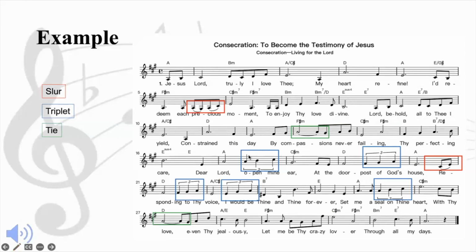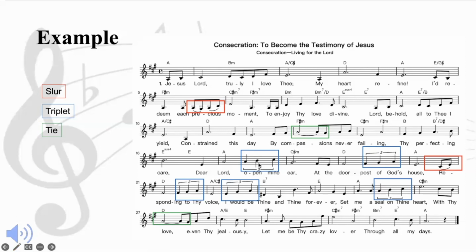If you have noticed, here in the red part, there are slurs. They will be played smoothly, and the green part is a tie. It will only be played once, and we have lots of triplets here. So for these 3, the duration is only two beats. We can see here the time signature is 4/4.